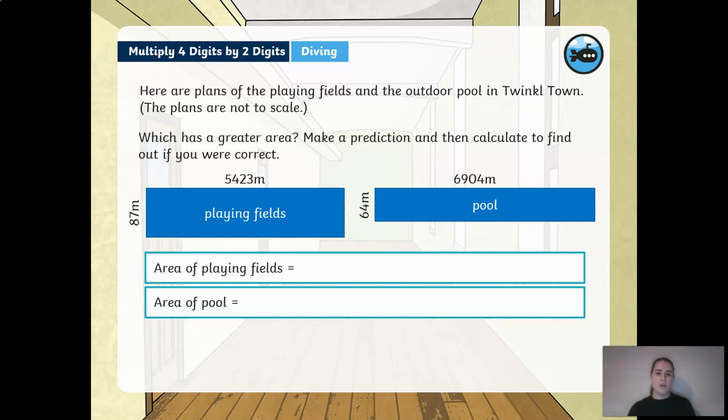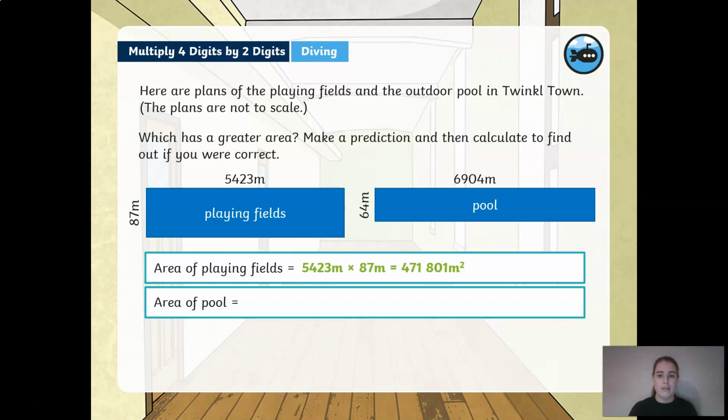Okay, well, let's see how close your estimations were. So for the area of the playing fields, we know we're going to be multiplying our length by our height. So my sum is going to be 4,523 multiplied by 87. Now, if you've done that answer correctly, it should have given you 471,801 meters squared. That's the important thing to remember.